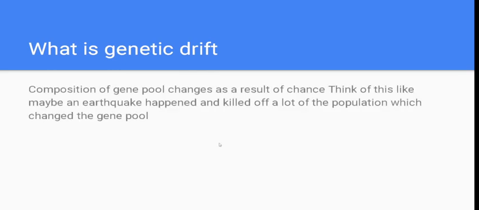Genetic drift, what is it? This is basically when something's killed off by chance. Maybe an earthquake happened, or a tsunami that killed and changed the gene pool.